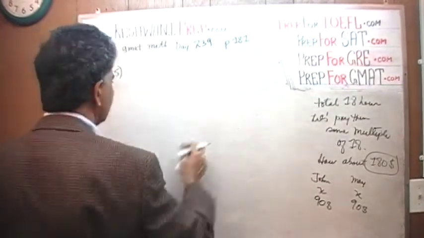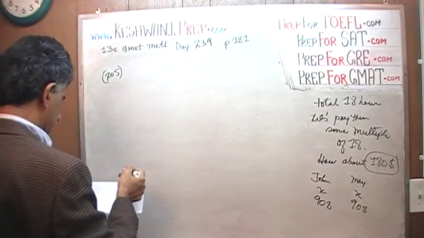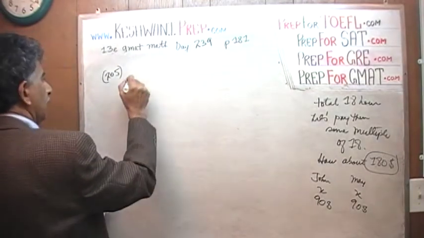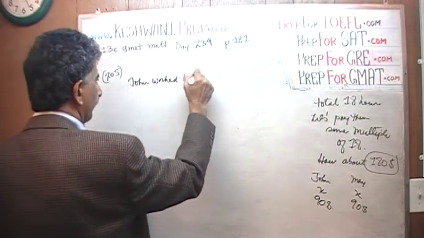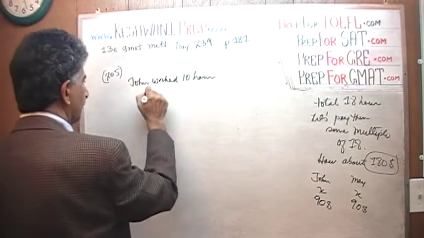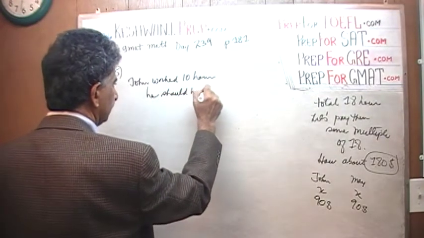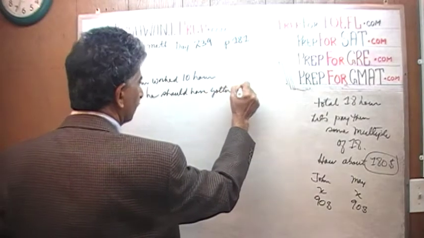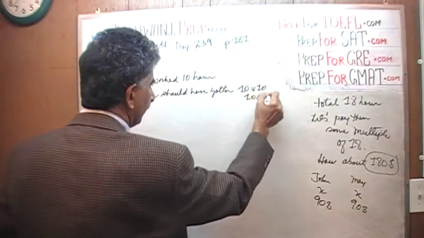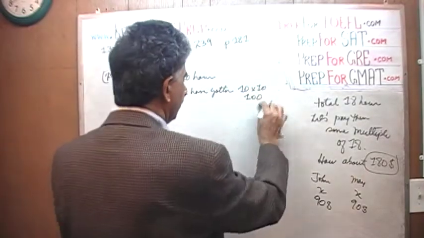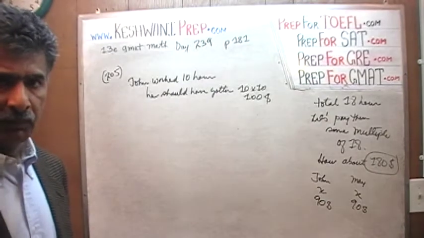Now, as we know, John worked 10 hours. He should have gotten 10 times 10, or $100. Of course, in the real exam, you have to do all this thinking process yourself in your mind.